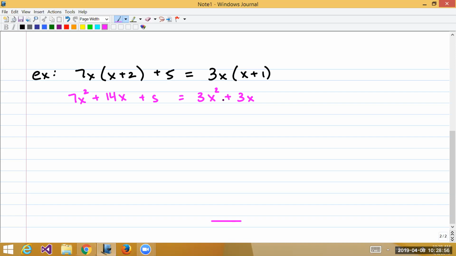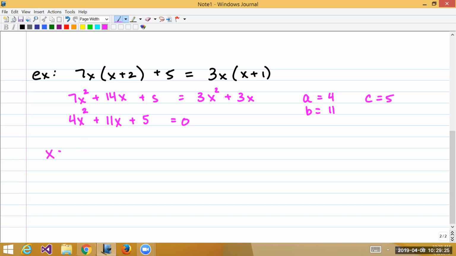We can go ahead and move these terms over to the left side. So 7x squared minus 3x squared is 4x squared. 14x minus 3x is plus 11x, plus 5 equals 0. So if we identify a, b, and c here, a is 4, b is 11, and c is 5.